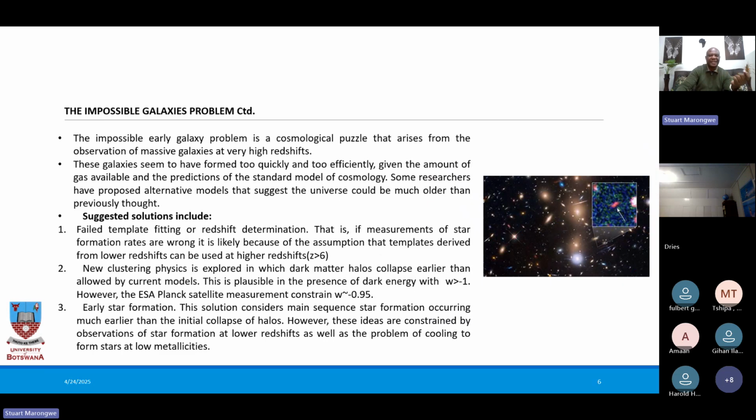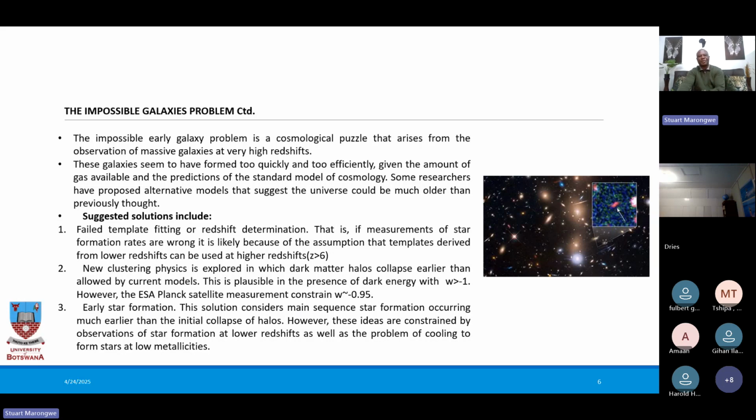So what are the suggested solutions to this problem? Some are saying maybe our measurements of the distance of these galaxies are wrong, but this has been verified and they found that the redshift puts them as far as JWST can see, nearly 13 something billion years ago in terms of time.